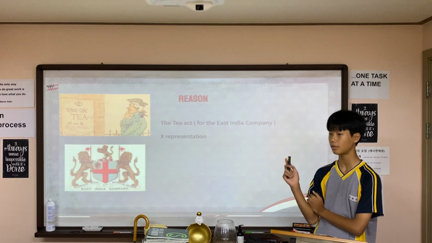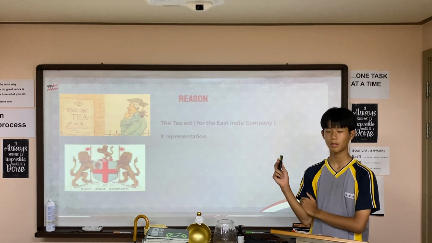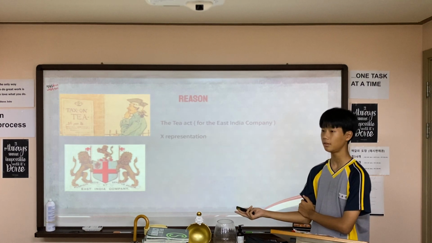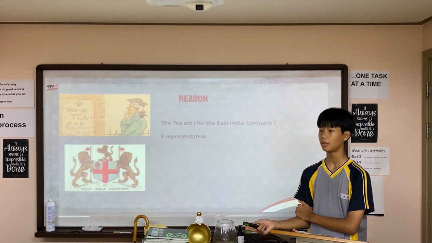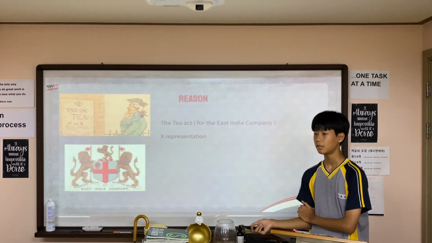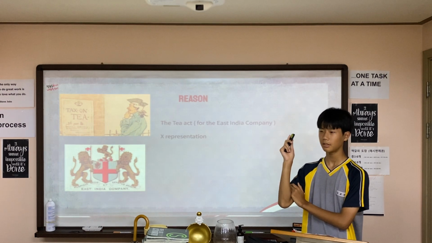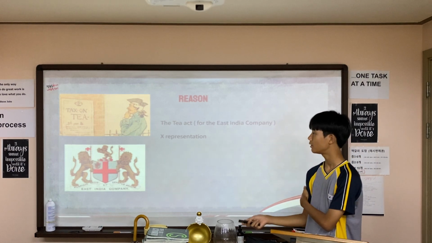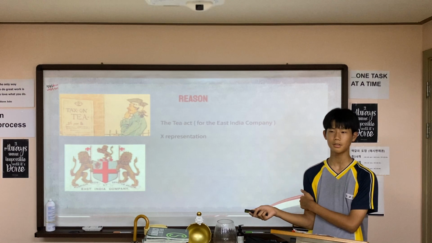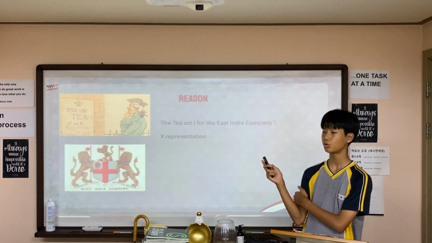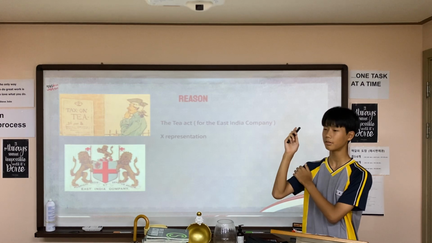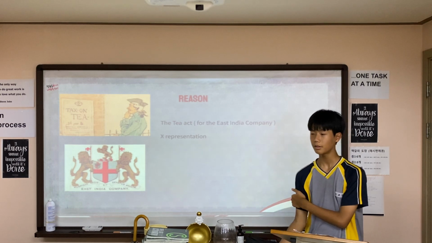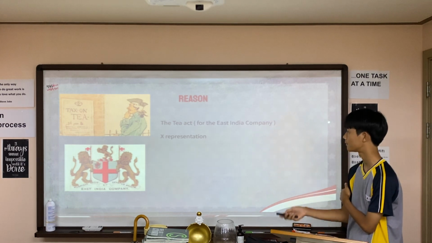To help the struggling East India Company, the British government passed the Tea Act. The Tea Act meant that the East India Company could export and sell tea without selling it to a middleman. This meant that the East India Company could sell tea cheaper than American salesmen, and this led to the protests of Americans. Also, the protesting Americans' main argument was no taxation without representation.